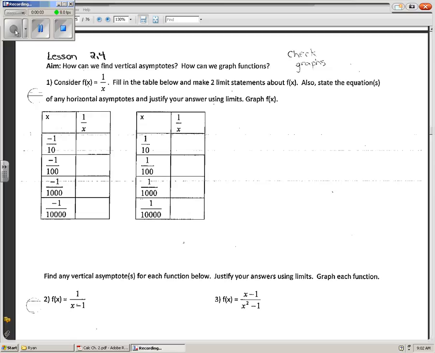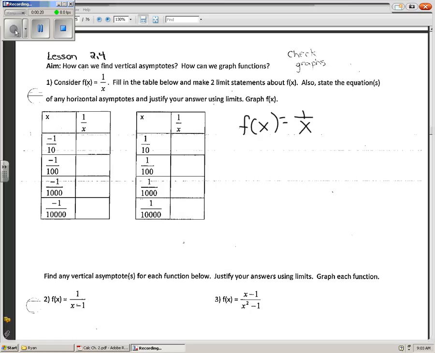Hi guys, today we're going to answer the questions: how can we find vertical asymptotes and how can we graph functions? So let's look at question 1 and start by filling in this table. So y, or f of x, is equal to 1 over x.